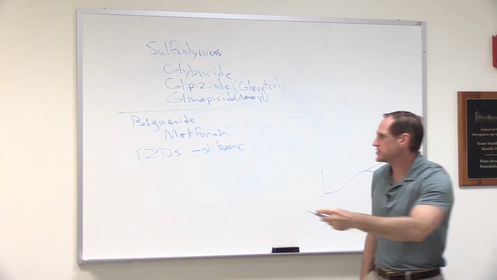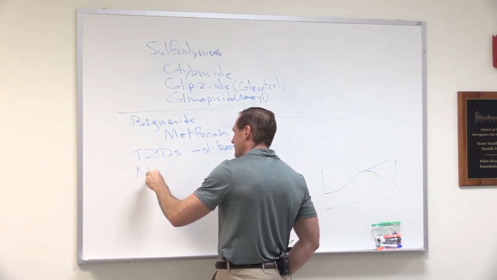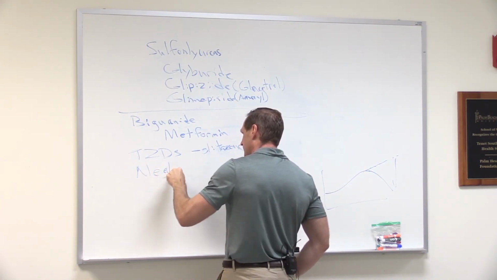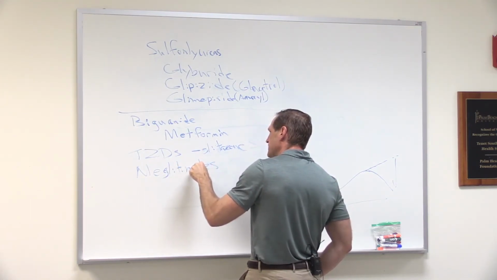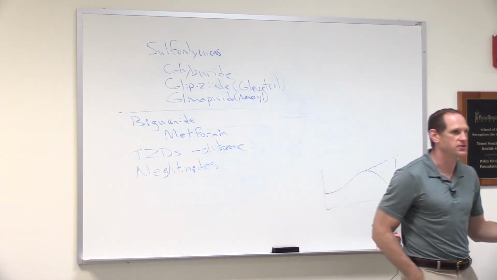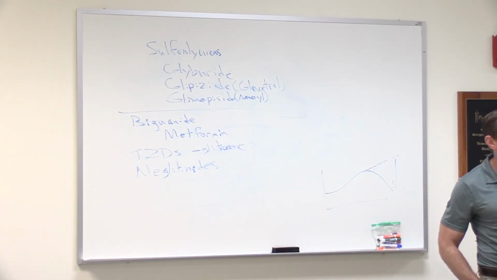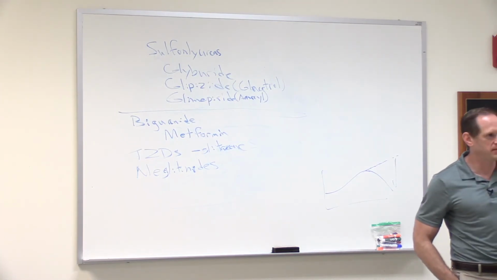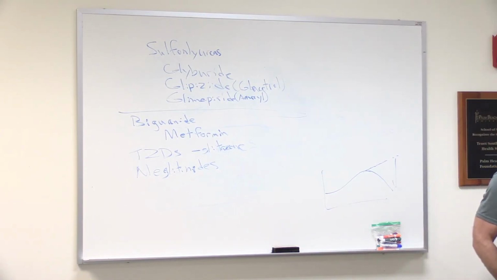Anyway, next we have what are known as meglitinides. Now, meglitinides are similar to sulfonylureas. The way that they work is by increasing the amount of insulin that is produced by the pancreas. The big difference, though, is they only increase insulin production for about 2 to 4 hours.